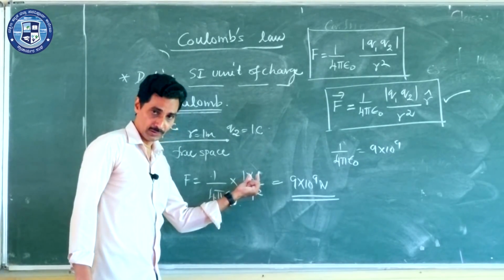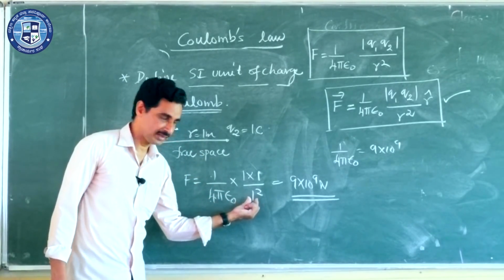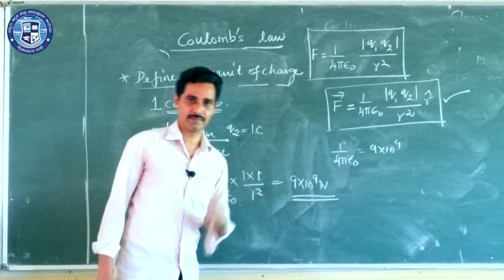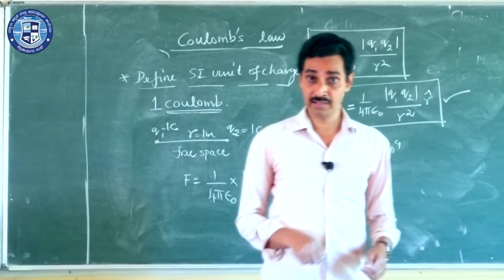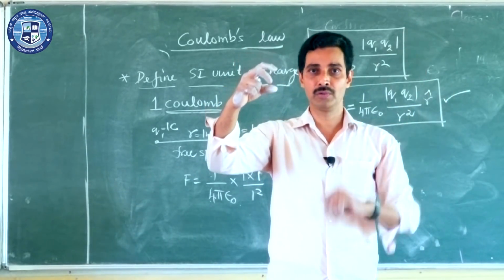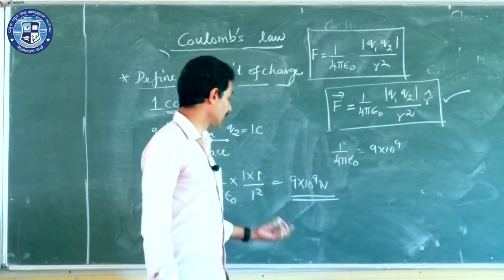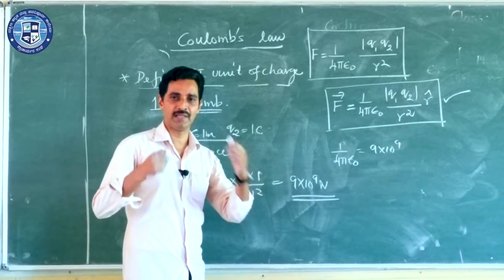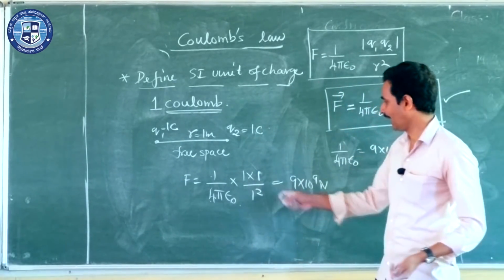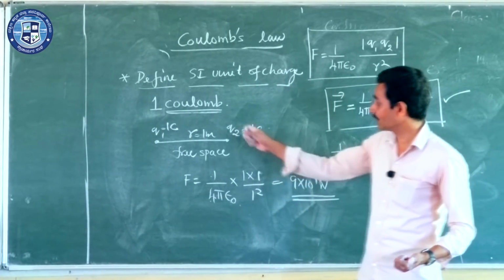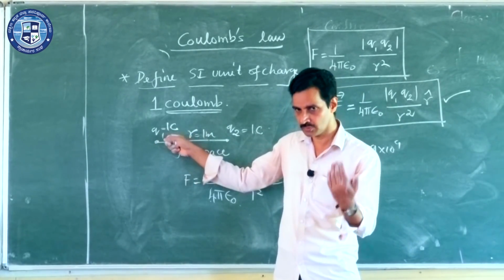By taking two 1 Coulomb charges, keeping them separated by a distance of 1 meter in free space, we were able to get this answer. So why can't you define it like this? 1 Coulomb is that charge, when you place it in front of another 1 Coulomb, but the medium should be free space, separated by a distance of 1 meter, then you get an answer of 9 into 10 to the power 9 Newton force between them. So I put it in a beautiful sentence form. 1 Coulomb is that charge, placed at a distance of 1 meter from another similar charge. That means that should also be 1 Coulomb.